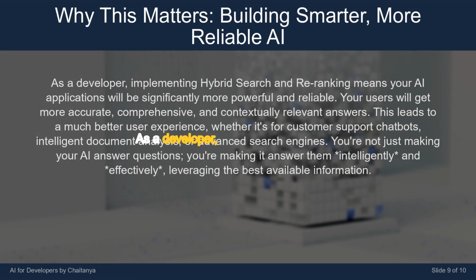As a developer, implementing hybrid search and re-ranking means your AI applications will be significantly more powerful and reliable. Your users will get more accurate, comprehensive, and contextually relevant answers. This leads to a much better user experience. Whether it's for customer support chatbots, intelligent document analysis, or advanced search engines, you're not just making your AI answer questions. You're making it answer them intelligently and effectively, leveraging the best available information.